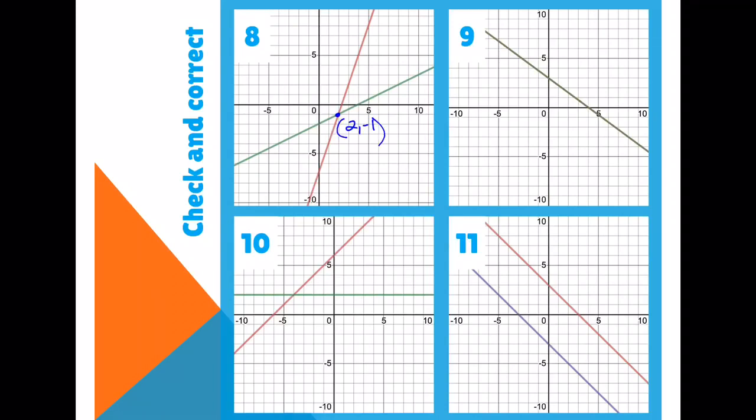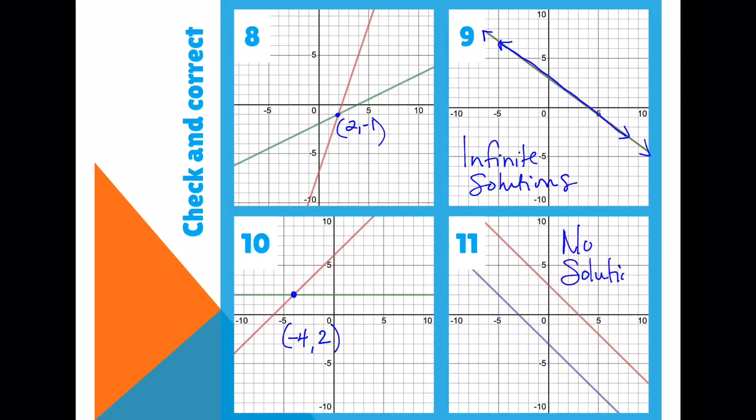For number 9, we have 2 lines lying right on top of each other, and we really should represent this with another line and arrows to show that we have 2 lines. So this system shares an infinite number of solutions. For number 10, we have 1 solution, and that is the point -4, 2. And finally, for number 11, we have two parallel lines, and we know that those lines will never meet, and therefore the system has no solutions.